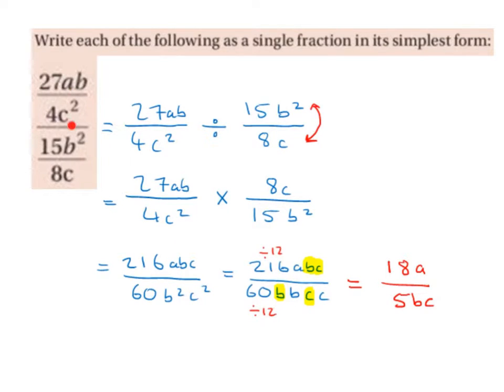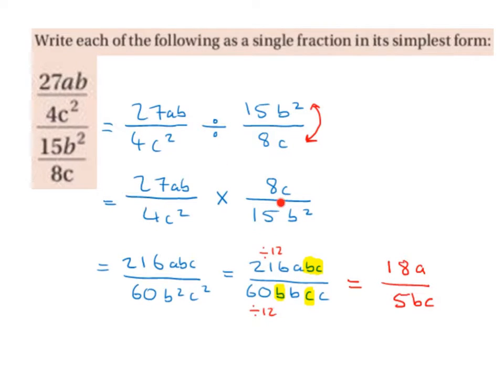27ab over 4c squared divided by 15b squared over 8c. So we're going to write this out using a divide symbol. So we've got 27ab over 4c squared divided by 15b squared over 8c. When we are dividing fractions, what we do is we turn the second fraction upside down and we multiply. So we bring down the 27ab over 4c squared, the divide changes to multiply, and 15b squared over 8c gets flipped upside down, it becomes its inverse, and we get 8c over 15b squared.